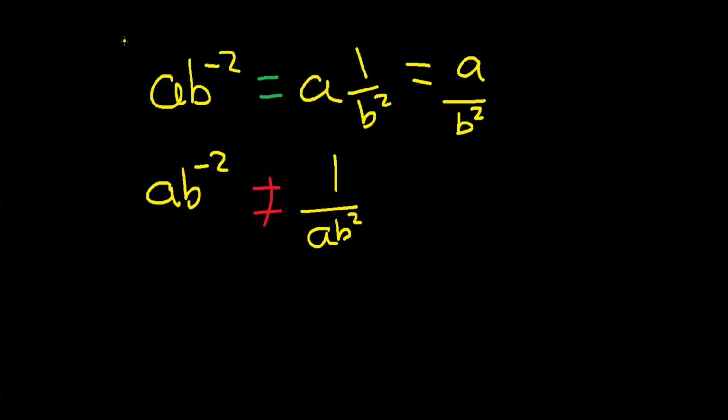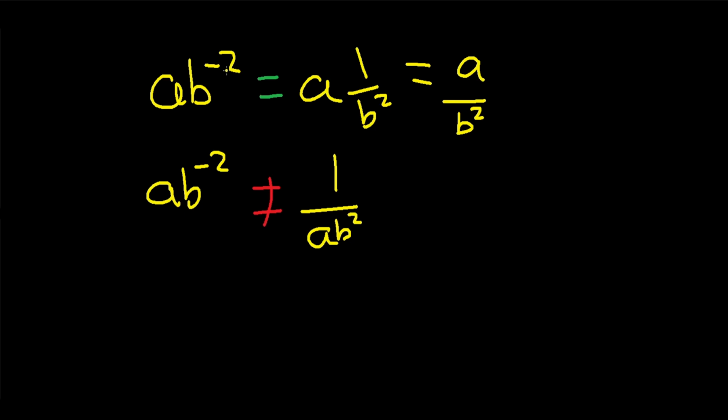So let's turn to some common mistakes that I see with respect to these properties. So let's consider the case of a times b to the power of negative 2. So the correct equality would be a times 1 over b squared, which when simplified is just a over b squared.